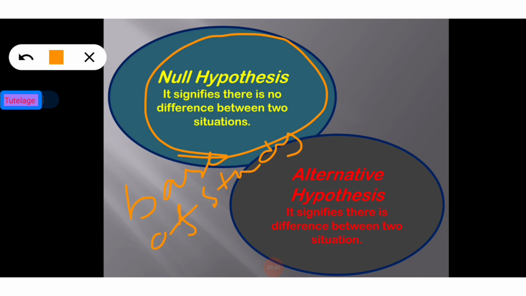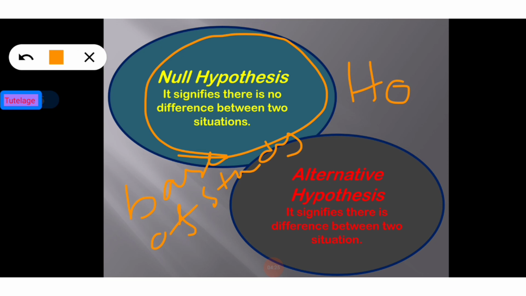And this signifies there is no difference between two phenomena, two situations, or two variables. The null hypothesis is denoted by H naught. So the null hypothesis indicates there is no relation, there is no difference. Both variables are the same. There is no difference between two situations or two variables.